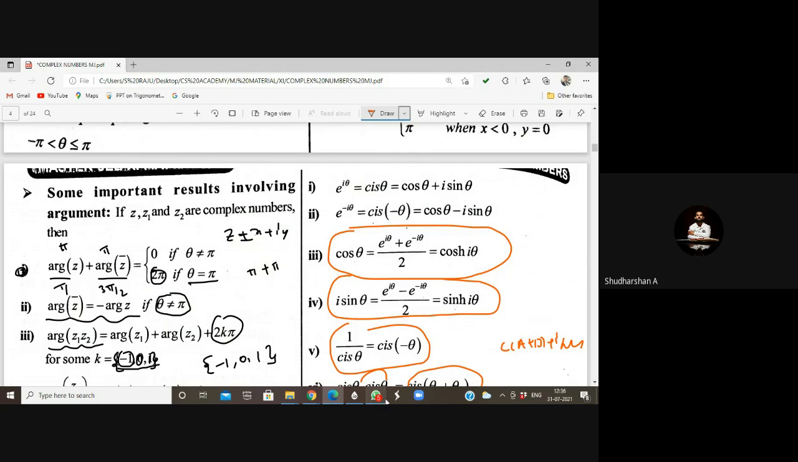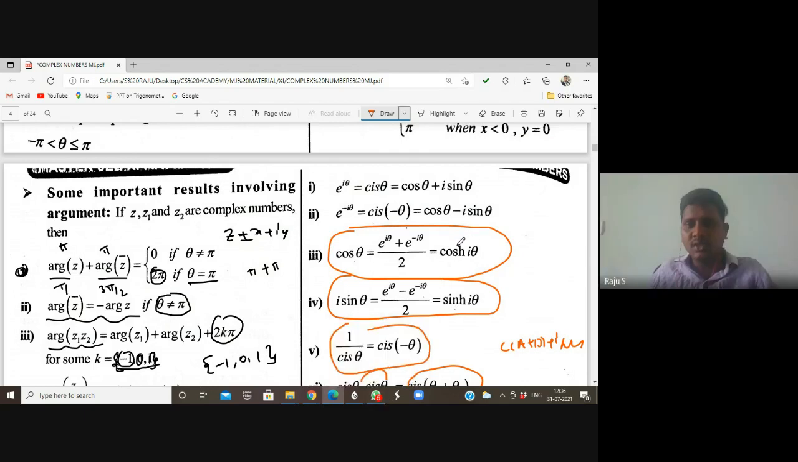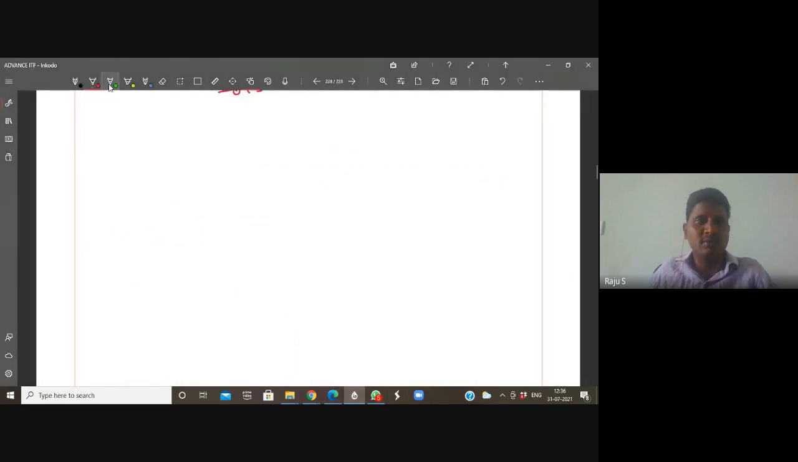Sir, what is H, sir? Yes, sir. H is nothing but hyperbolic function. I'm going to explain hyperbolic functions here. See here, there are 6 hyperbolic functions like sinh x or sinh theta, cosh theta, tanh, same as the 6 trigonometric functions, 6 hyperbolic functions. Sinh can be written as e power x minus e power minus x by 2. This will give a hyperbolic function.